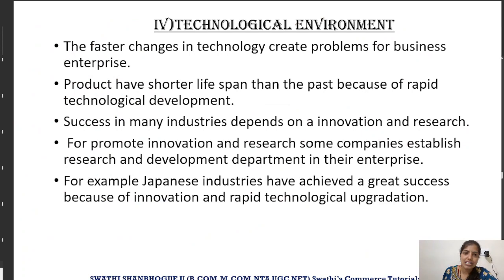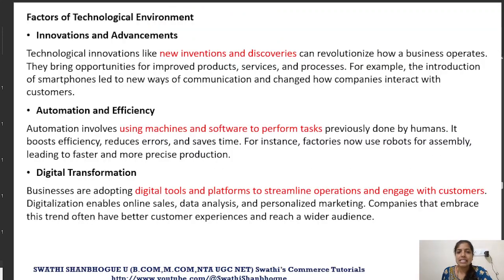Let us move on to the next type of environment, which is the technological environment. The technological environment speaks about technology. Technology can create problems and it can also build the business, but it is entirely in the hands of the business how they make use of this technology. So here we can see technological factors like innovations and advancement.